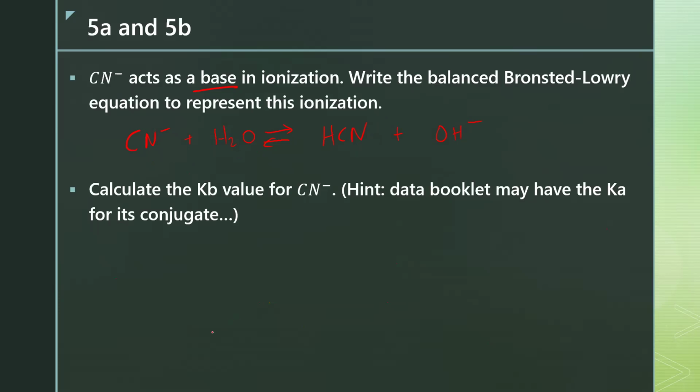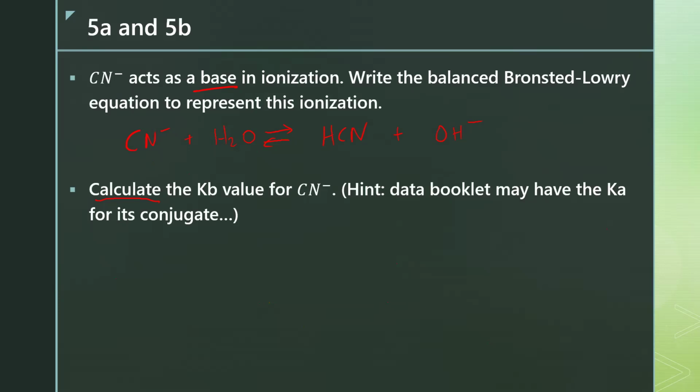Calculate the Kb value for CN negative. It actually wants us to calculate one. From this ionization reaction that we have here, we could have said the Kb value was just this concentration of HCN times this concentration of OH divided by this concentration of CN negative. But we don't know any of those concentrations here. We don't know any of that stuff, right?